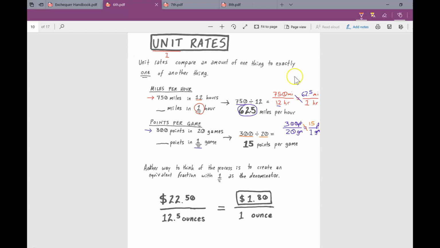So we could set this up as a proportion. And in fact, sometimes that'll be necessary. But if you have a 1 involved, more than likely, you're going to end up just dividing. So it's a one-step solution.